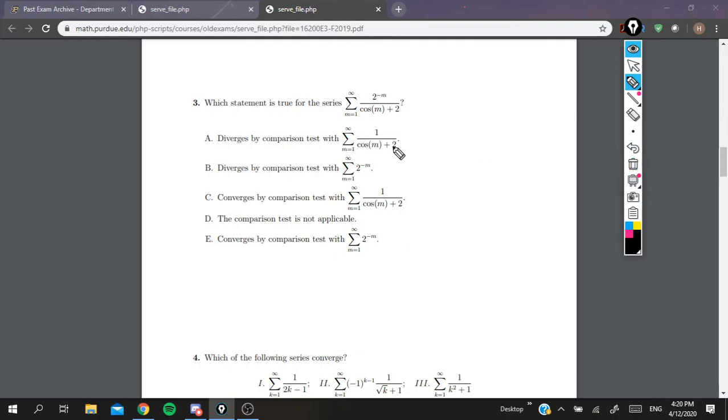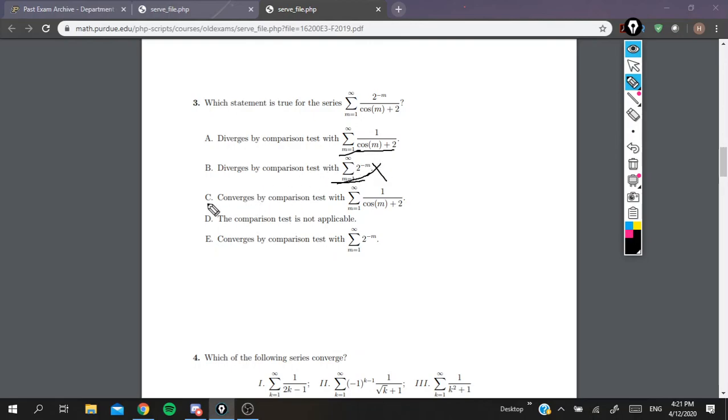So with that information, we know this series diverges, and this one converges. When you compare a convergent series with any series, it can only tell you that the series you're comparing is either convergent or inconclusive. It's not applicable. So when you compare a series to a convergent series, there's no way you can get a confirmed divergence out of the test. So B is automatically out.